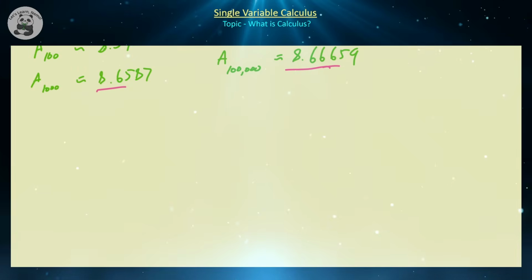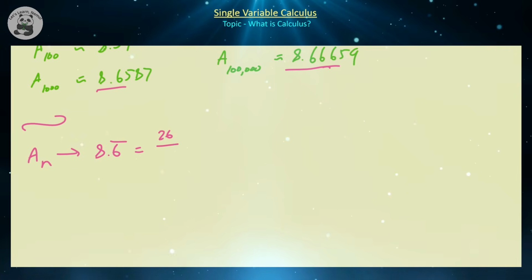And indeed it is. So one can find approximately that A_n is getting close to 8.6 repeated, which you should know is the same as 26 thirds. Right? That's the exact answer, and one can prove a little bit later on once we develop some tools that that actually is our exact answer.